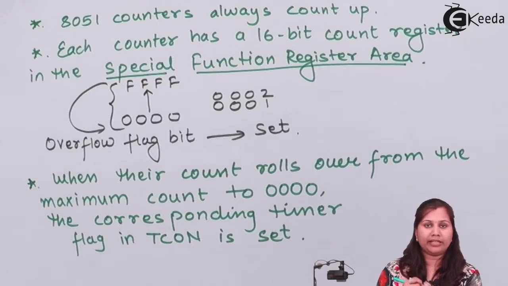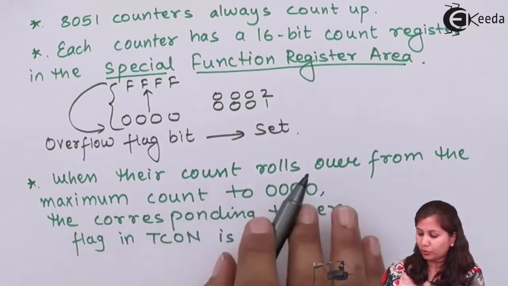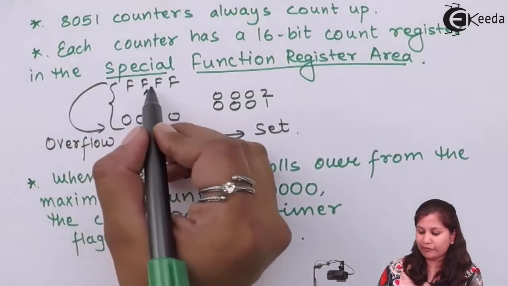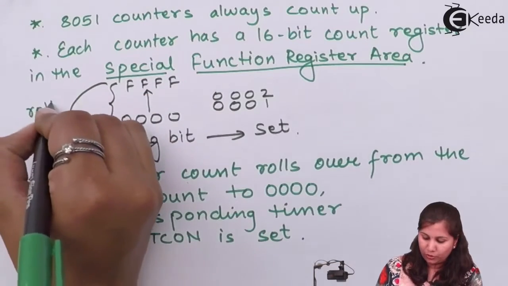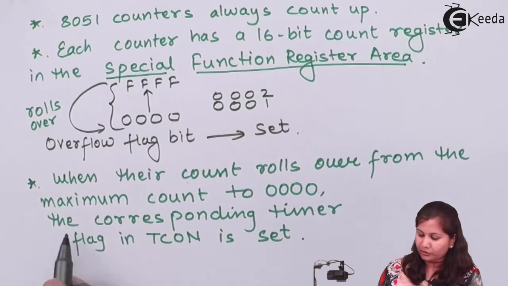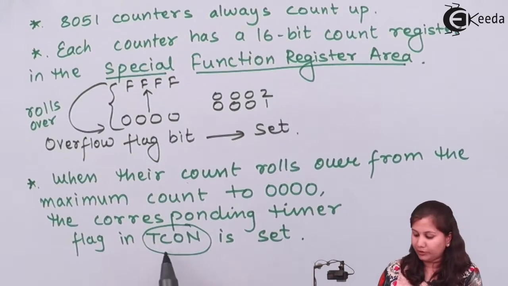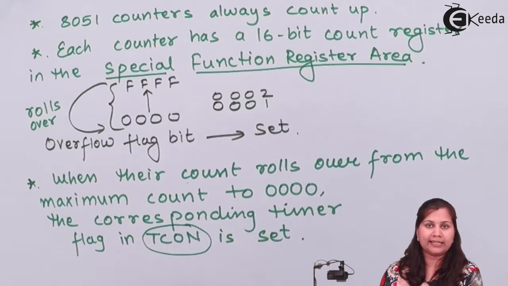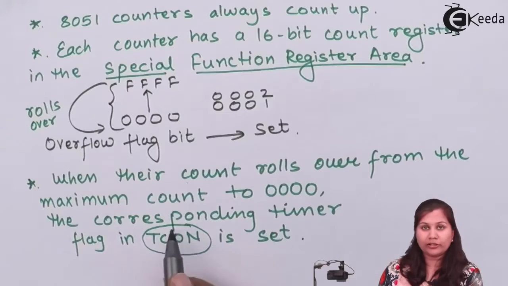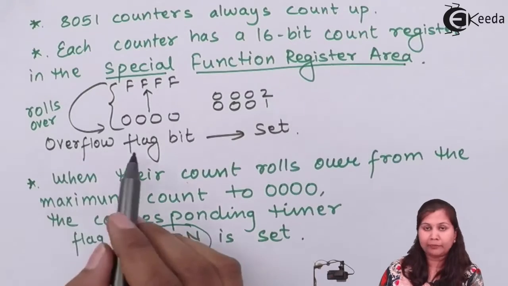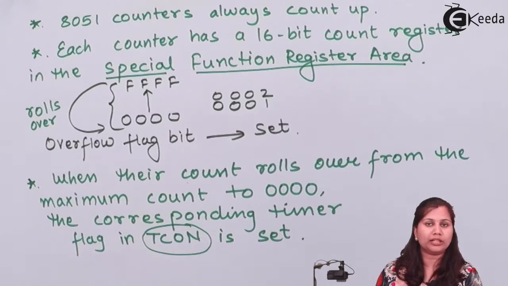So whenever the counter is overflowing, that is called count rolls over. So whenever the count rolls over from the maximum count, that is FFFF, again to 0000, in this rolls over condition, the corresponding timer flag in the TCON register is set. TCON is the timer control register. It is an 8-bit register. We will study about it later. This TCON register has the flag bits for both the timers. So that flag is going to be set whenever this overflow condition is achieved.